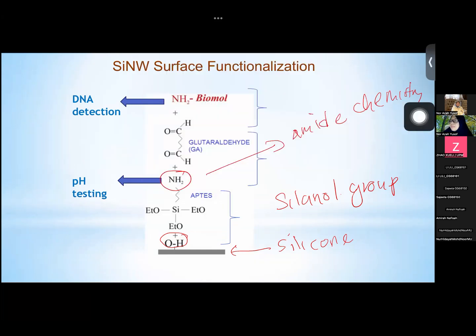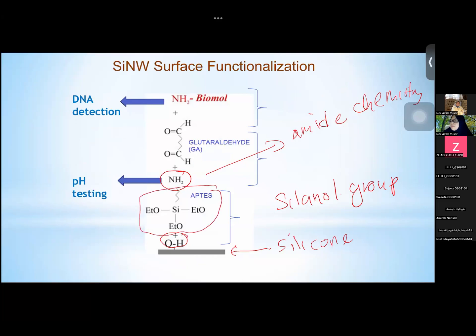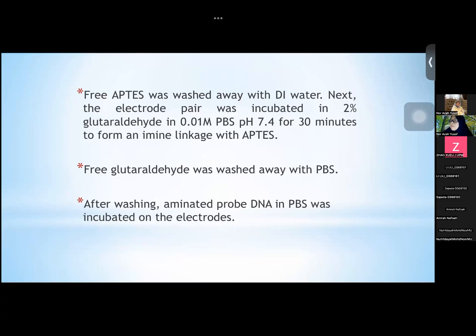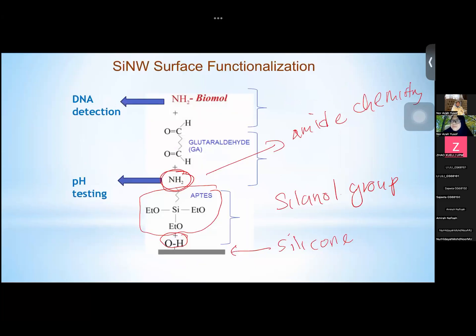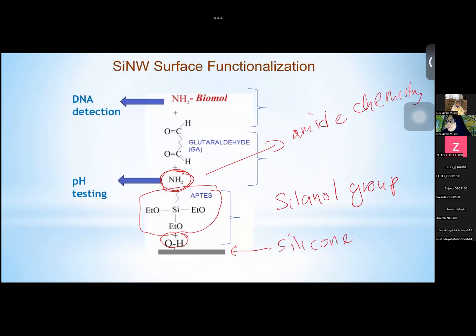Okay. So from the protocol, first a self-assembly of APTES was formed on the electrode surface of silicon with 1% APTES. Okay, so the APTES is this one. And then the second step, okay, is glutaraldehyde. So the APTES will give you the amine group. Okay, APTES, the full name is aminopropyl triethoxysilane. Yeah? So amino, the word amine, yeah? This is what you get because this is what you want. First step. Now you have amine.